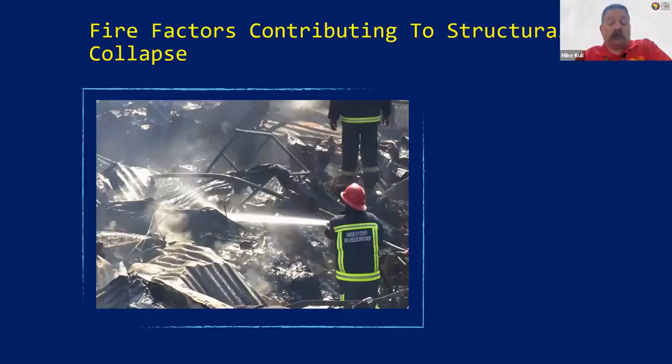And remember that structural collapse doesn't happen just during a fire. It could happen before the fire, could also happen after we've already extinguished the fire. So that danger doesn't go away. The danger of collapse doesn't go away just because we've finished suppressing the fire. So we've got to evaluate that, use that as part of our continual scene size up.